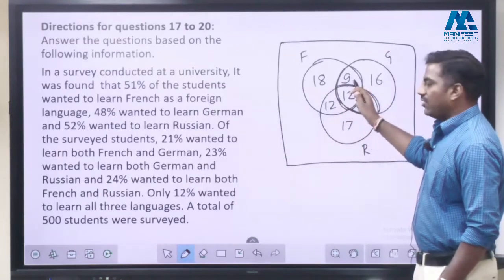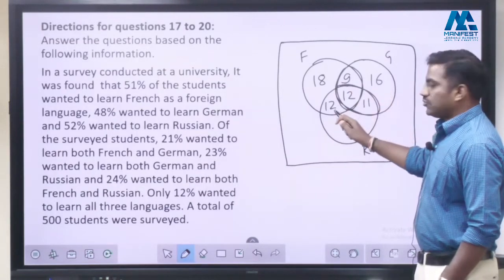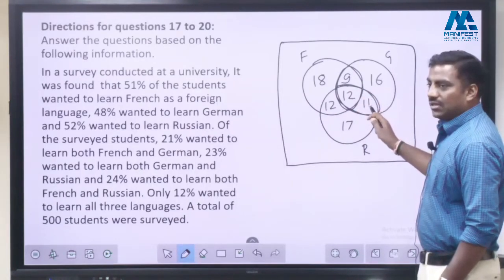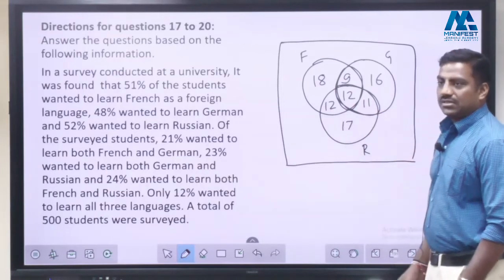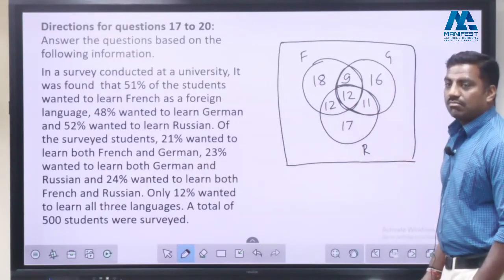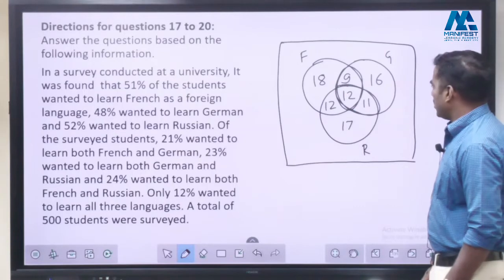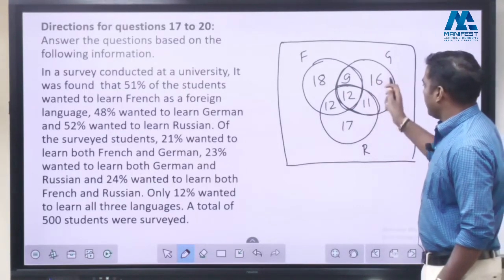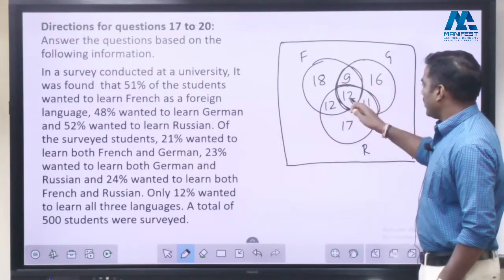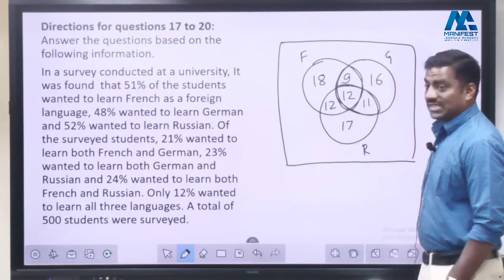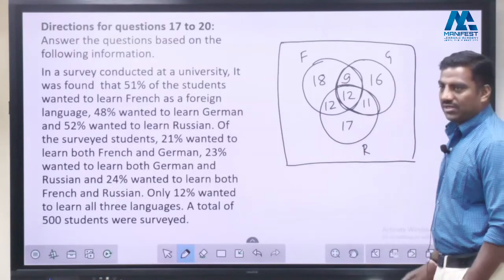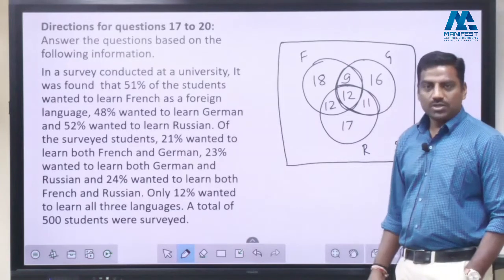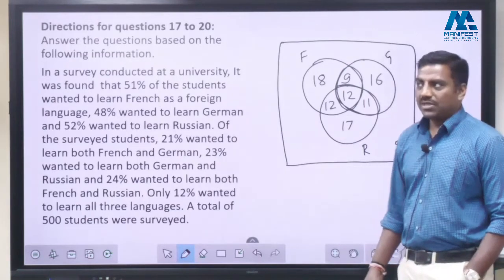18 plus 9, 21 plus 16, 37 plus 12, 49 plus 12, 61 plus 11, 72 plus 17, 90. Correct? 81. So let us count once again. 51 plus 24, 75, 75 plus 10, 95. 95. So 5% are remaining outside. All of them are in percentages, okay? Not exact number. They are in percentages.